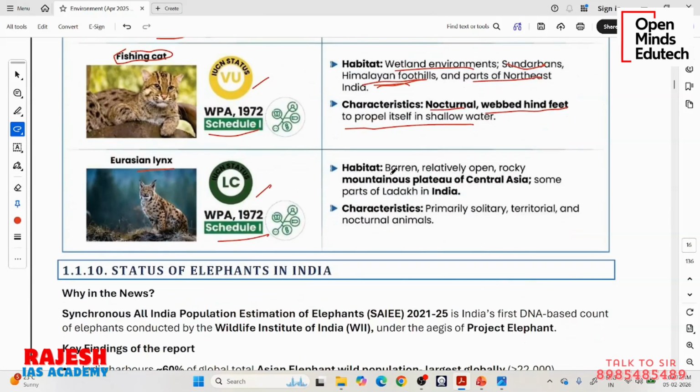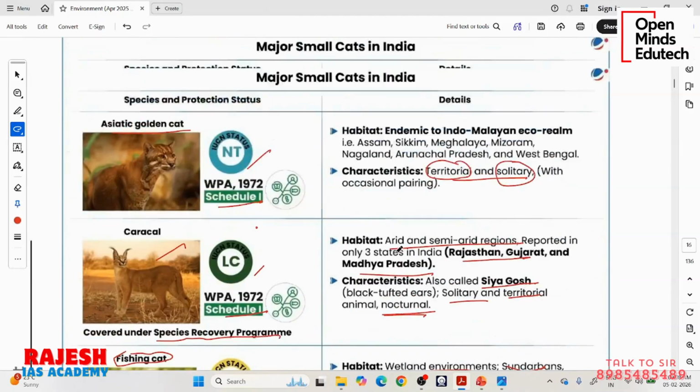Eurasian lynx, barren, relatively open rocky mountain plateaus of Central Asia. So this is available in Central Asia, Kazakhstan, Tajikistan, Turkmenistan, in these regions, and also extending to our Ladakh, okay, Ladakh in India. Primarily solitary, territorial. We are seeing almost all cat species are solitary, okay, nocturnal. So most cat species are nocturnal, you can see here. Most important cat species, okay.